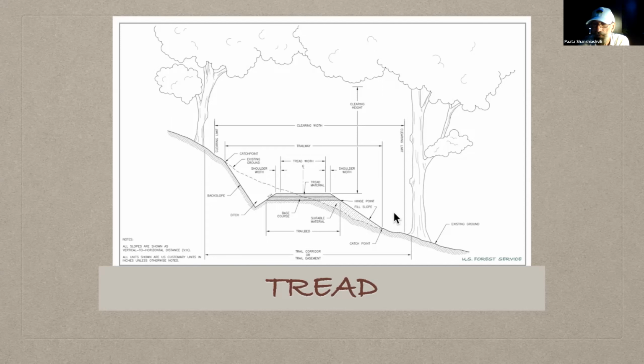Larry, please continue. Yeah. So another word for this is you're constructing a bench on which to build the trail. So you're cutting the back slope, you're building the bench, you fill a little bit on the front slope to get your width, and you've created a bench for the trail.